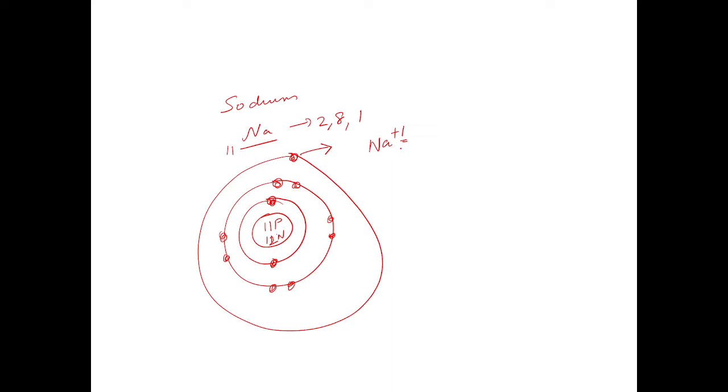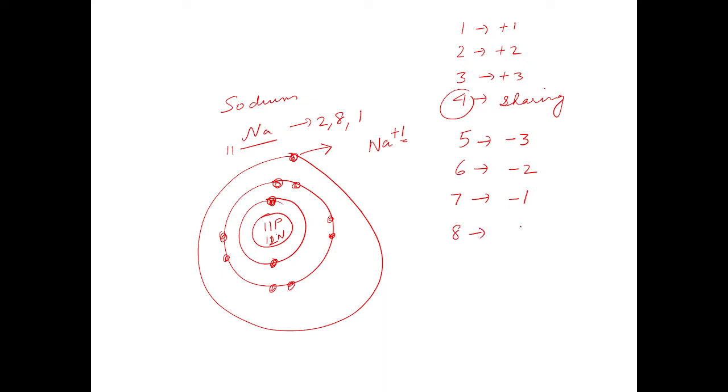How many electrons are present in the outermost shell will determine the valency. If you have 1, it will be plus 1. If you have 2, it will be plus 2. If you have 3, normally it will be plus 3. In case of 4, usually sharing of electrons takes place. If you have 5, normally it is minus 3. If you have 6, it will be minus 2. If you have 7, it will be minus 1, because here it will be gaining. For example chlorine, which we have seen, with 8 the valency will be 0.